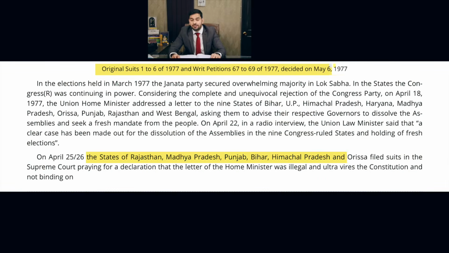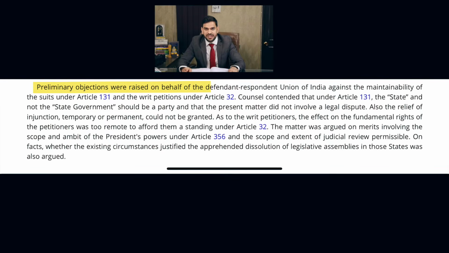Now the question was whether that letter, which directed or requested the Chief Minister to dissolve the Legislative Assembly, is unconstitutional or not. And then those states which I just talked about, the states of Rajasthan, Madhya Pradesh, Punjab, Bihar, Himachal Pradesh, they filed a suit under Article 131 of the Constitution. Union challenged that suit, stating that it is not maintainable because what is going to be dissolved is the state government, and state government is different from state under Article 131.